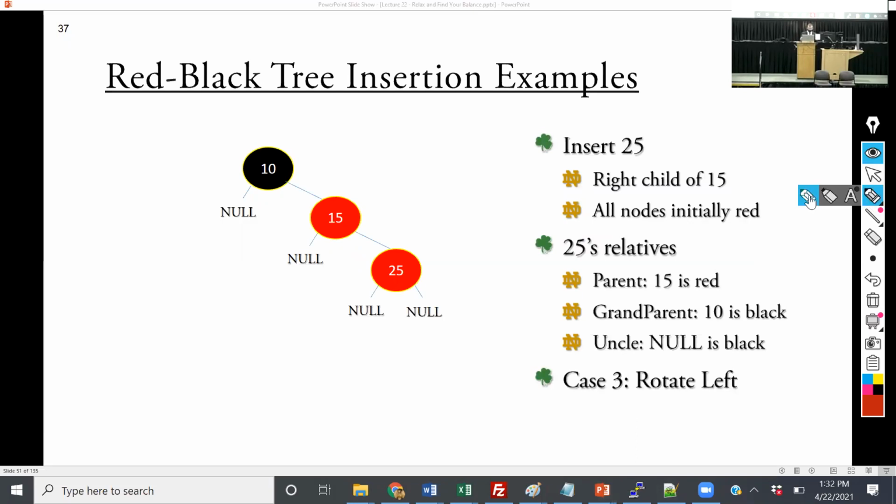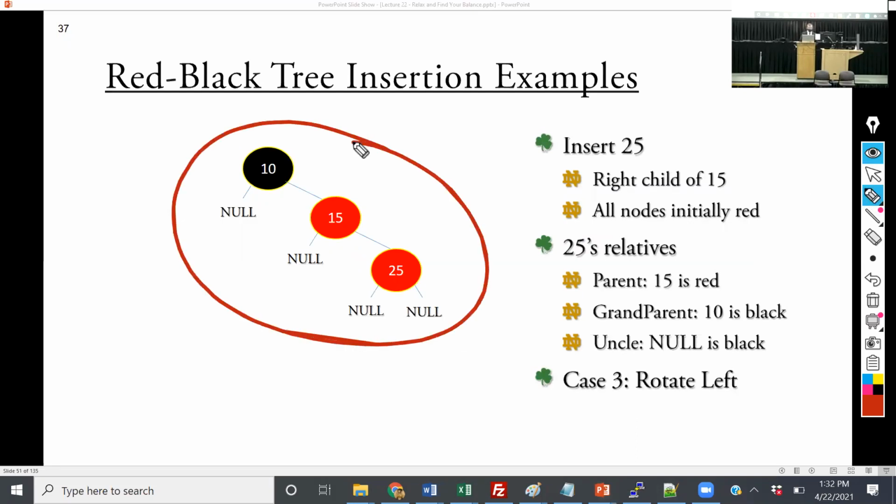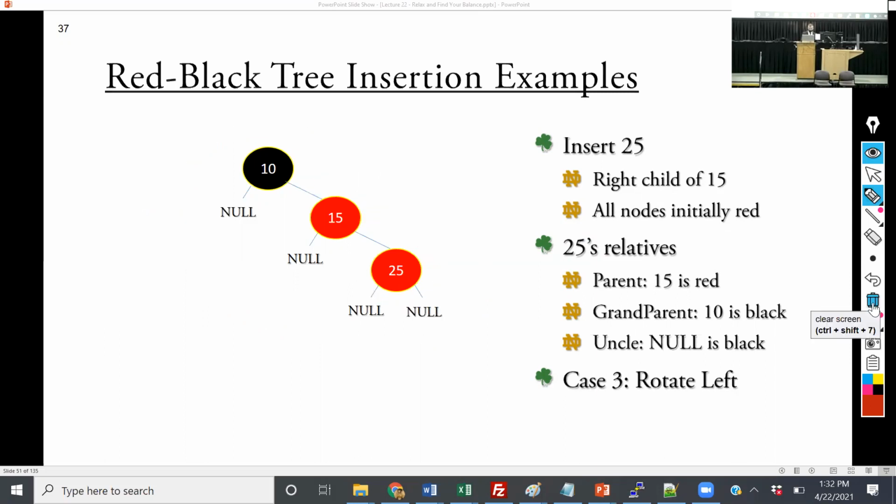So what's going to happen here is we have case 3. So we're going to rotate. 15 is going to become black. The child is going to stay red, and the grandparent is going to change color. So this is case 3, where we rotate and change the colors.